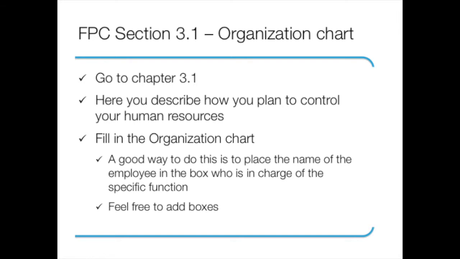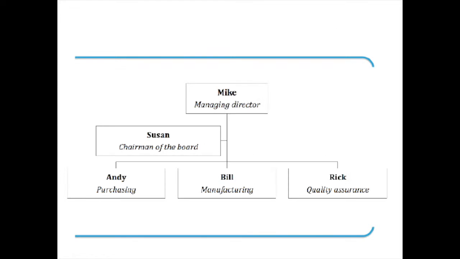Now we need to fill out the organization chart that we use to define the relationship between your employees. There isn't really any proper way to do this, but a good way is to place the name of the employee in the box who is in charge of the specific function. If you want to, you can always add more boxes both horizontally and vertically. These new boxes can include totally new tasks like billing or go into more detail like cutting, assembly, and final inspection under manufacturing. After you're done, the chart should look something like this.